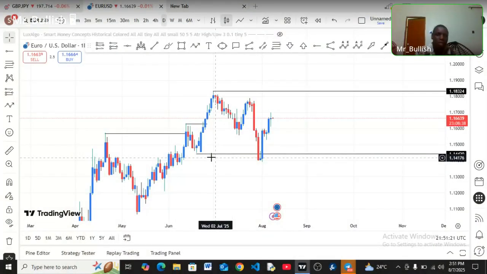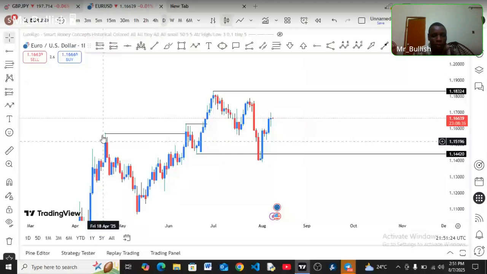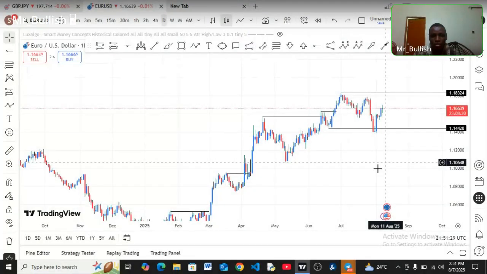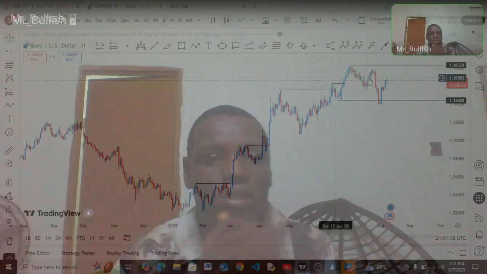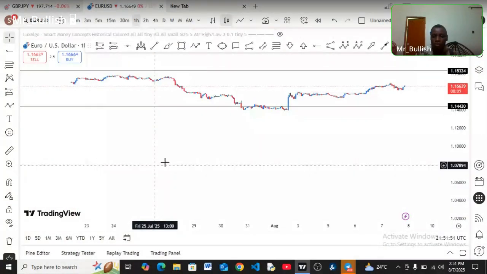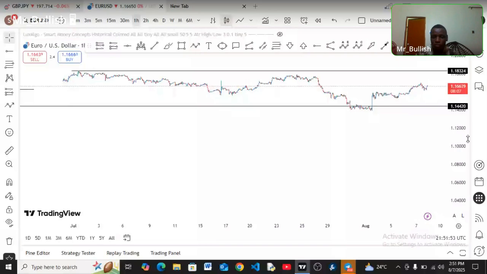That's it. Now, that's not just what I want to show you guys. I want to show you guys the main internal market structure that you will see. So here we have this change of character, break of structure, break of structure, break of structure. But this is the daily. This is the daily time frame. Let's go down to the 1 hour. All right. This is the 1 hour time frame.